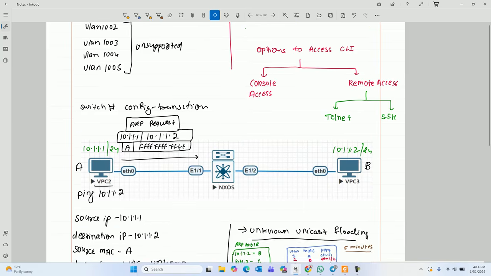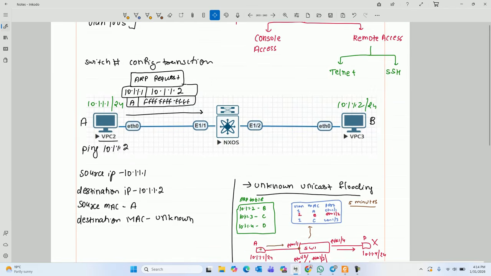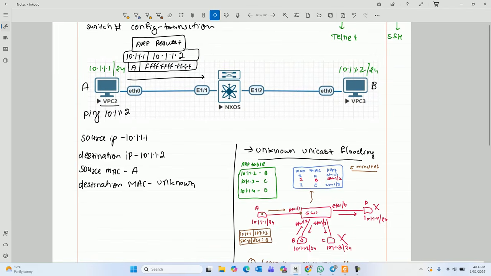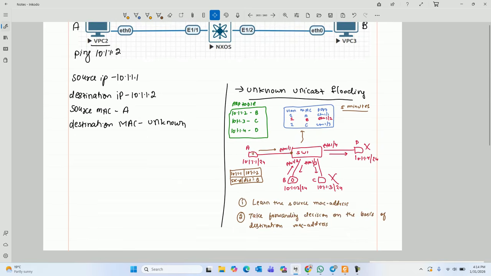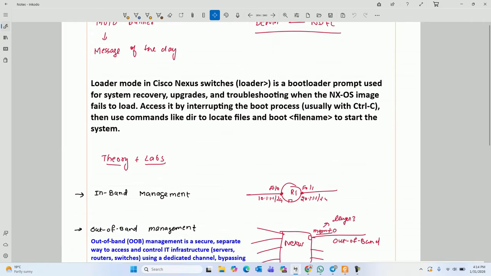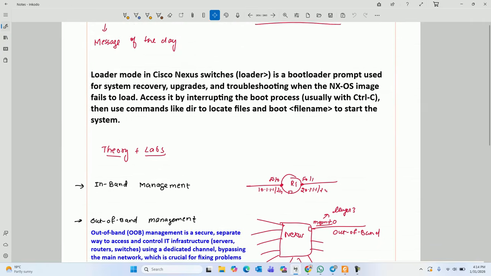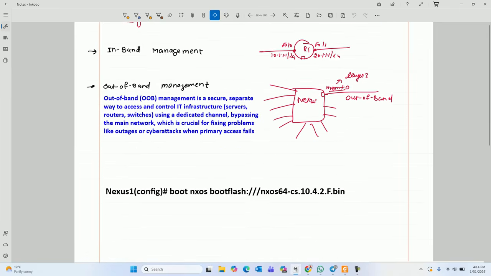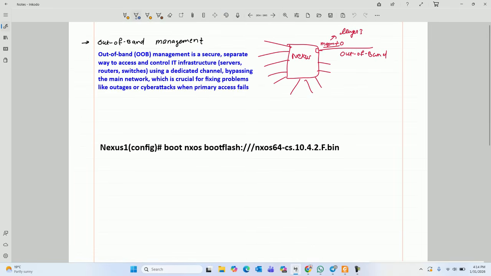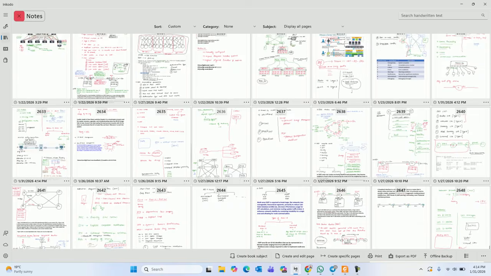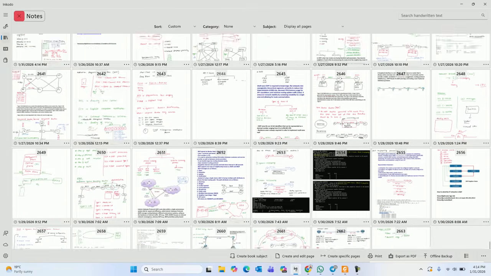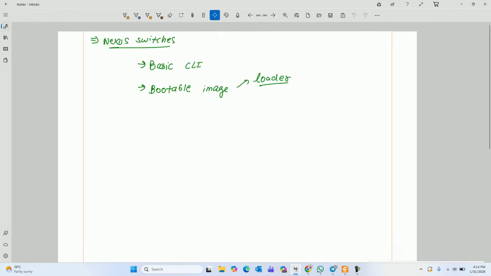All right. Just for a quick revision, this is what we discussed in the last class. We had a Nexus switch, then we saw a ping packet through the Nexus switch. We saw the MAC address table on the Nexus switch and unknown unicast flooding. After that, we discussed loader mode, in-band management, out-of-band management, and how to set the bootable image. Today we will be exploring the hardware part of the Nexus switches.